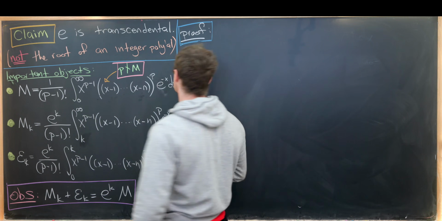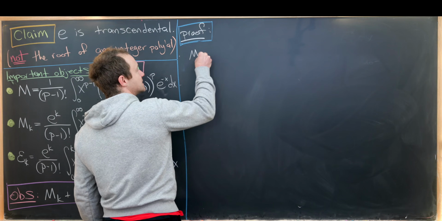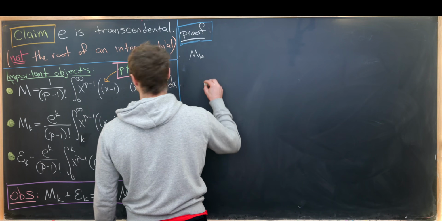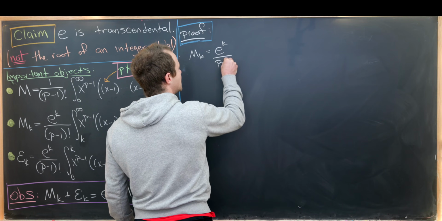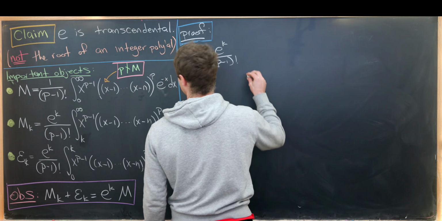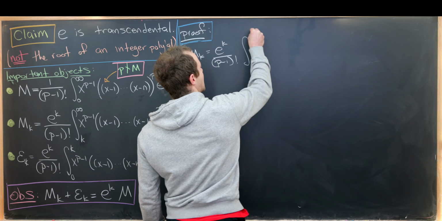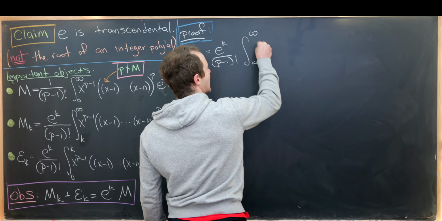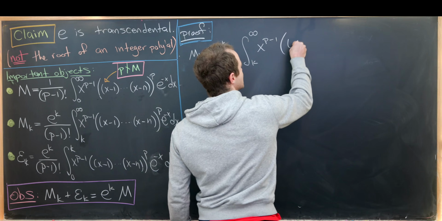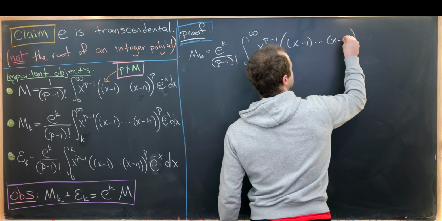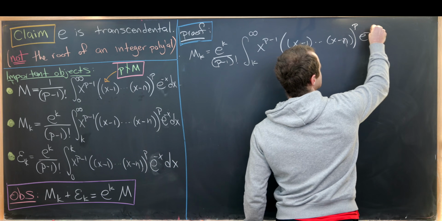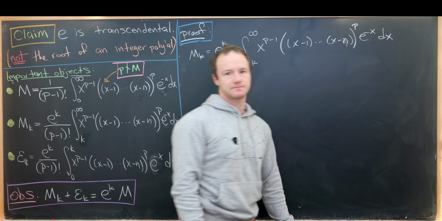Okay, so let's look at this guy. So we've got M sub k. I'm just going to copy this over. This is going to be e to the k over (p minus 1) factorial. Then we've got our integral from k up to infinity of x to the p minus 1, times this big polynomial that is all to the p power, times e to the minus x dx.